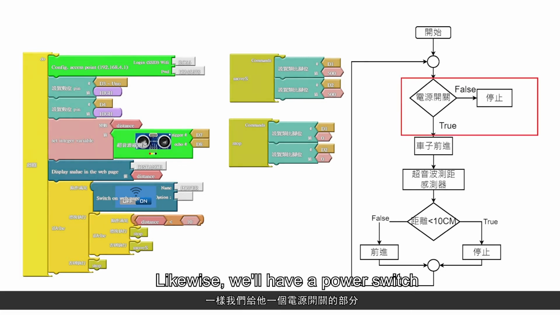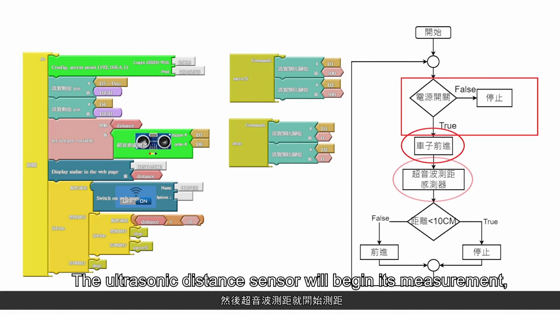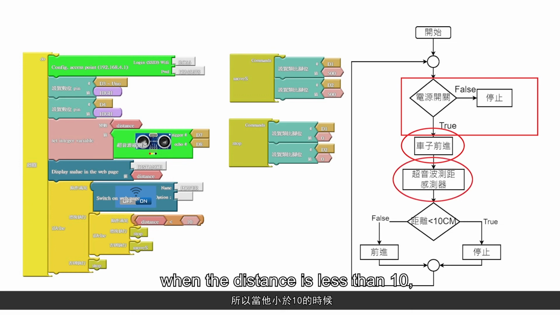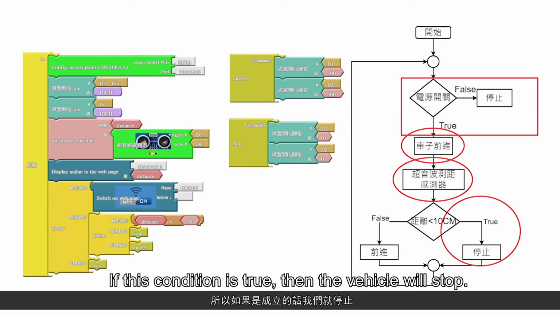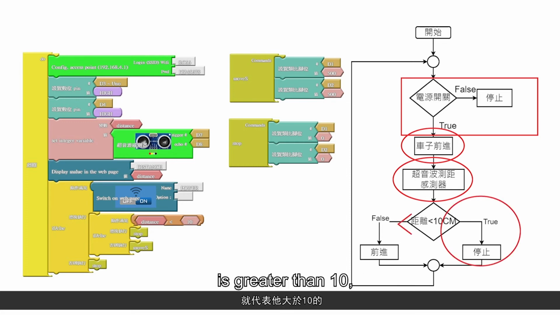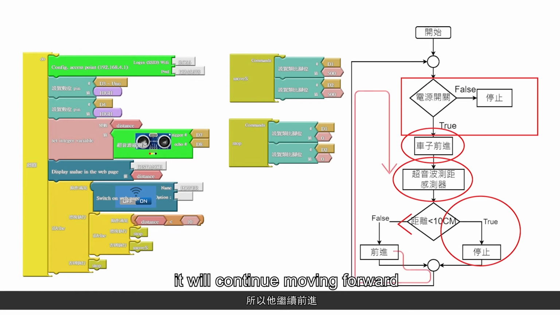Likewise, we'll have a power switch, and the vehicle will move forward. The ultrasonic distance sensor will begin its measurement. When the distance is less than 10, it means that the obstacle is very close. If the condition is true, then the vehicle will stop. If the distance is greater than 10, it will continue moving forward and keep performing this action.